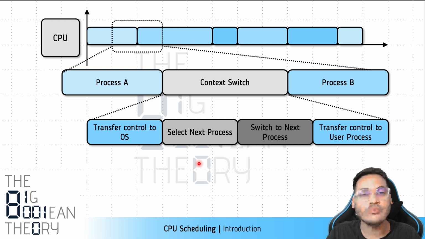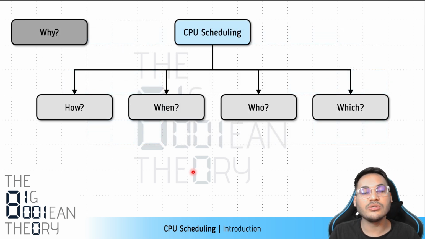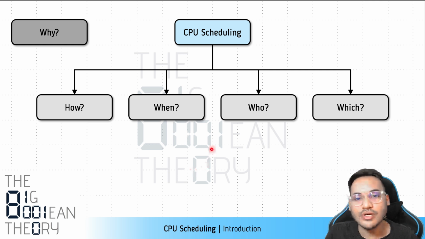The operating system has been assigned this problem to solve, CPU scheduling. So what are the things that it needs to take care of? We can think of this in terms of different questions. There are 5 different questions that the operating system, while implementing CPU scheduling, needs to answer.